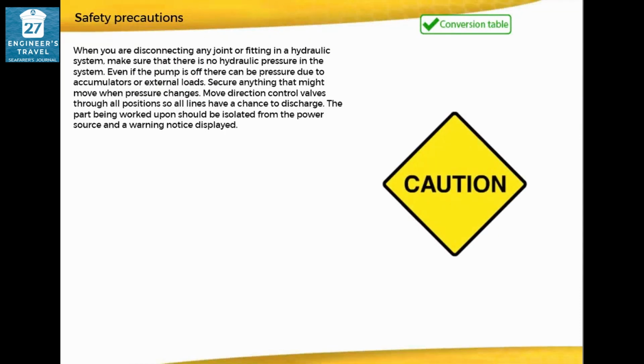When you are disconnecting any joint or fitting in a hydraulic system, make sure that there is no hydraulic pressure in the system. Even if the pump is off, there can be pressure due to accumulators or external loads. Secure anything that might move when pressure changes. Move direction control valves through all positions, so all lines have a chance to discharge. The part being worked upon should be isolated from the power source and a warning notice displayed.